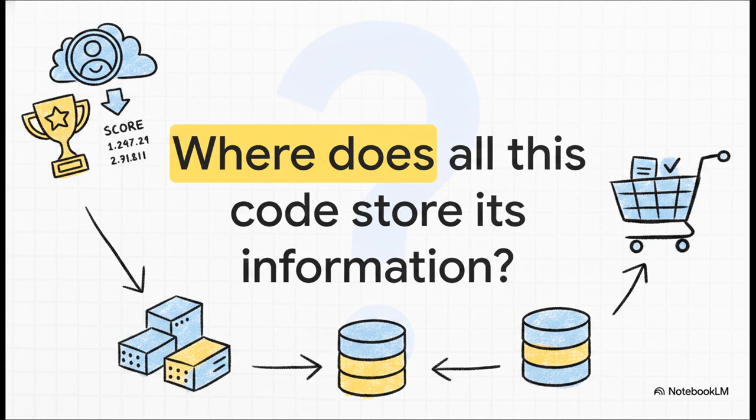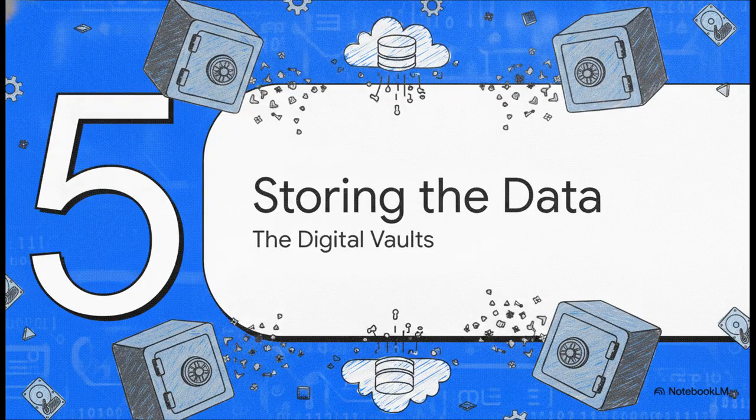So, the crucial point is, we now have a beautifully organized, perfectly logical piece of software. But logic alone isn't enough, is it? When you update your profile picture, or hit save on a new high score, or add a cool item to your shopping cart, where does all this code actually store its information so it doesn't just vanish into thin air when you close the app? That brings us to Section 5, storing the data, the vaults.